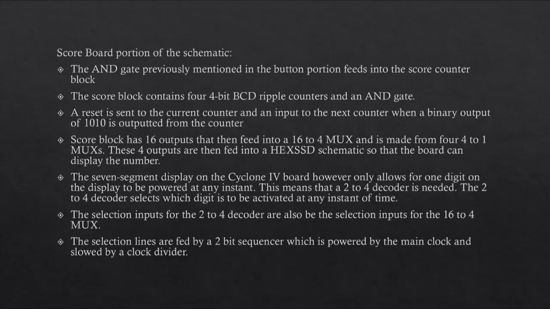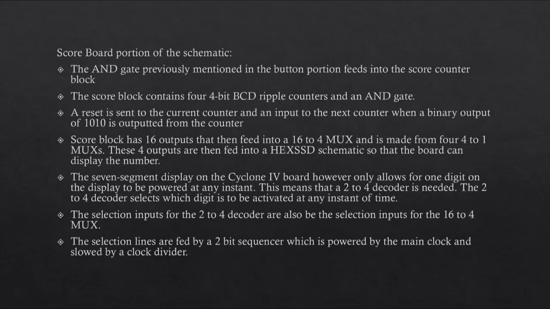The AND gate previously mentioned in the button portion of the schematic feeds into the score counter block. The score block contains 4 4-bit BCD ripple counters with an AND gate that joins them, so a reset is sent to the current counter and an input to the next counter when a binary output of 1010 is outputted from the counter. The score block has 16 outputs that then feed into a 16:4 multiplexer.